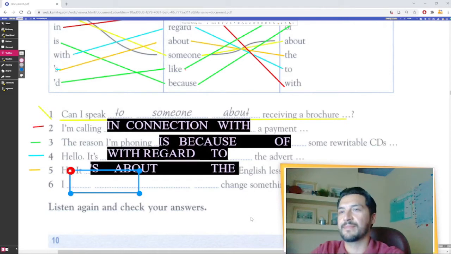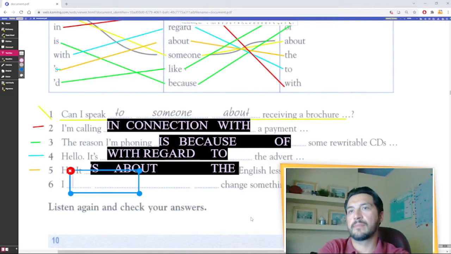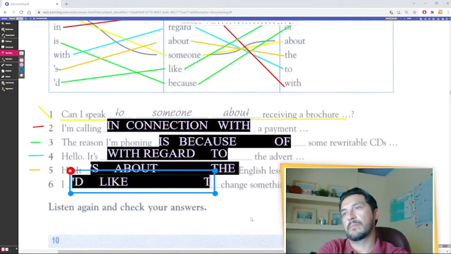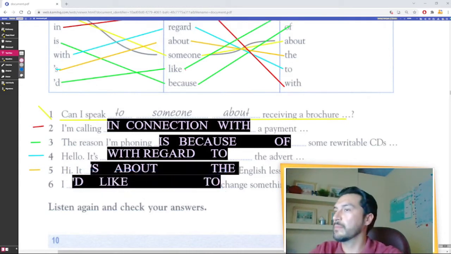Call six. Hello, I placed an order with you this morning and I'd like to change something. Sorry, you've come through to the wrong extension. I'll put you back through to reception and they'll be able to connect you.